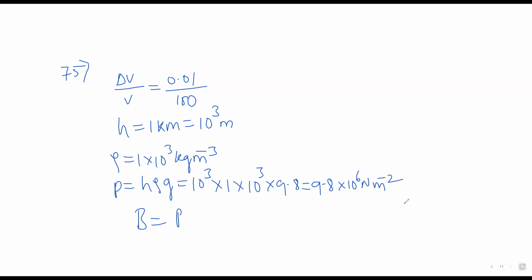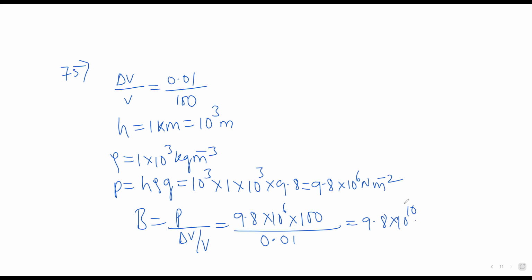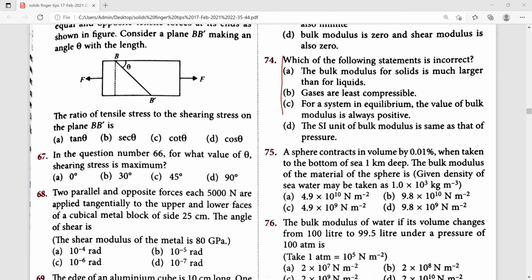And bulk modulus is given by the formula P divided by delta V by V. Substitute all the known values. Then we are getting that as 9.8 into 10 to the power of 10 Newton per meter square. So according to this, for the 75th one, the right answer is option B.